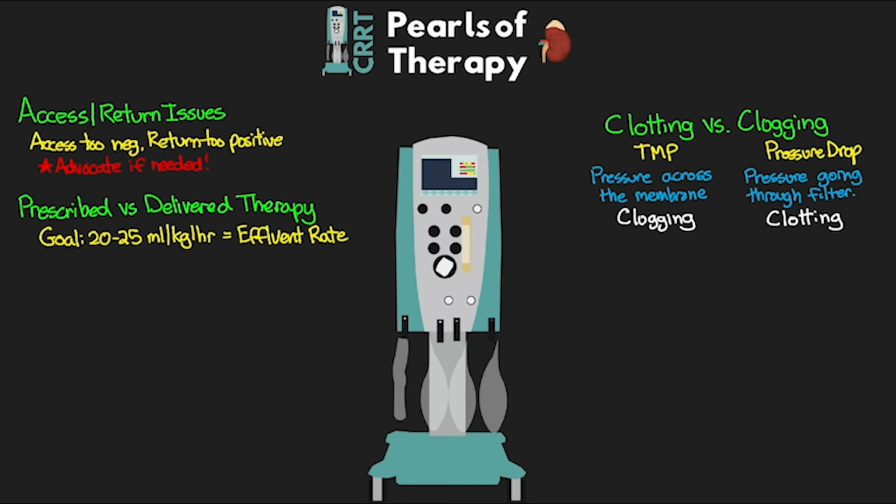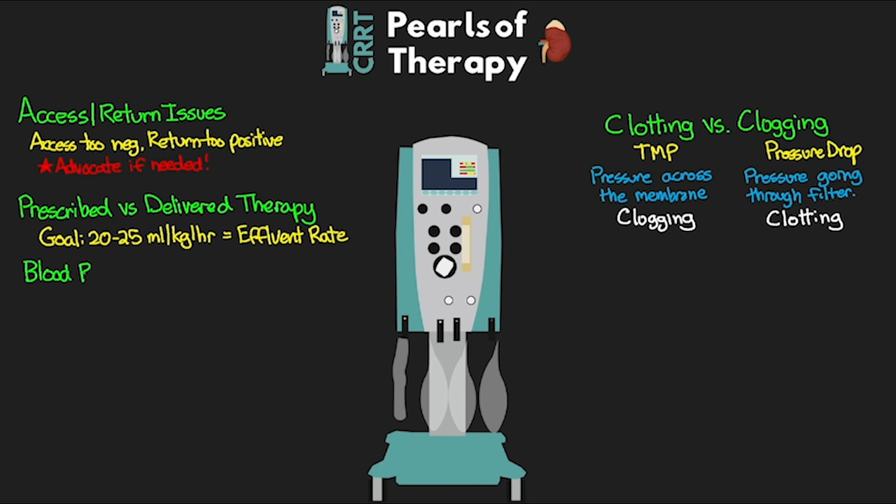Now, access and return line issues like we just talked about can really lead to significant reduction in the therapy that's being delivered, depending on how much trouble your line is giving you. And so we can really do our part to minimize these disruptions in therapy. Interventions we do directly impact this. If you notice that your delivered dose is below the 20 to 25 mils per kg per hour, then you should really be alerting the provider to see if they need to increase the prescribed dose to make up for any of the issues that we're having, so that at the end of the day, we end up back within that actual delivered dose goal of 20 to 25.